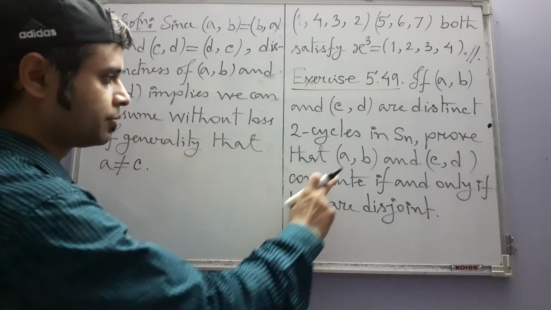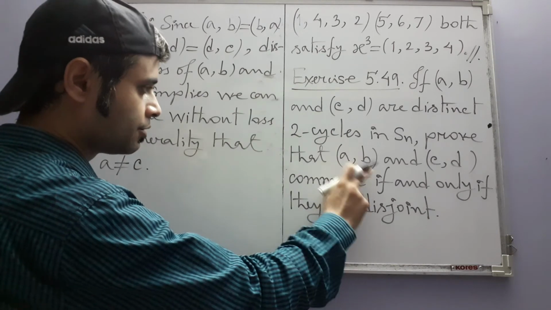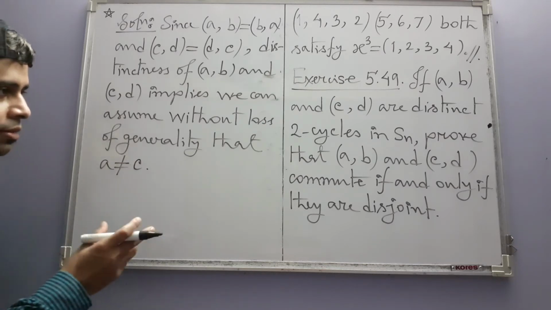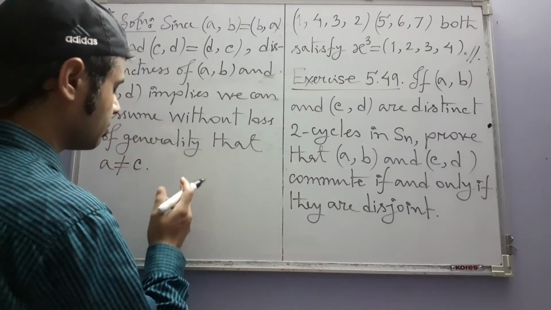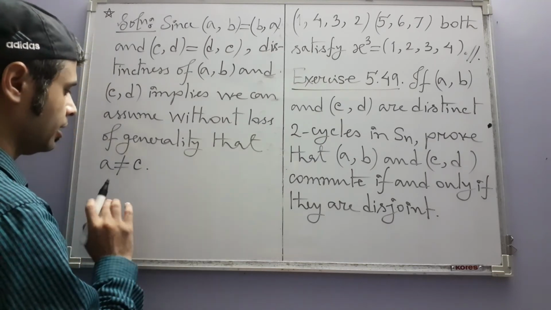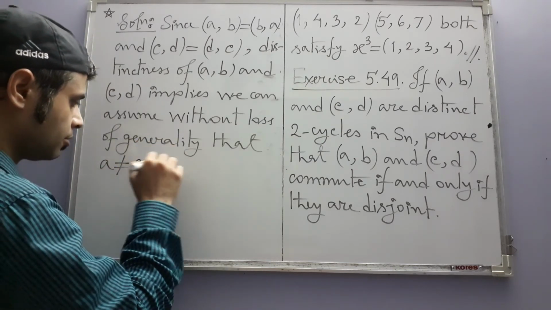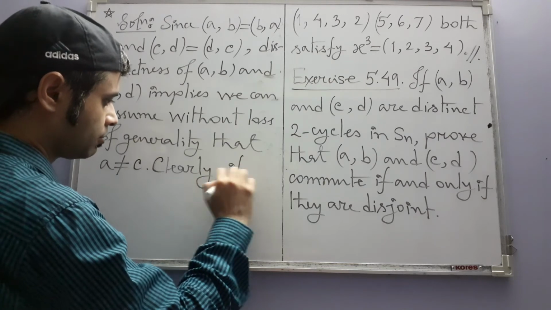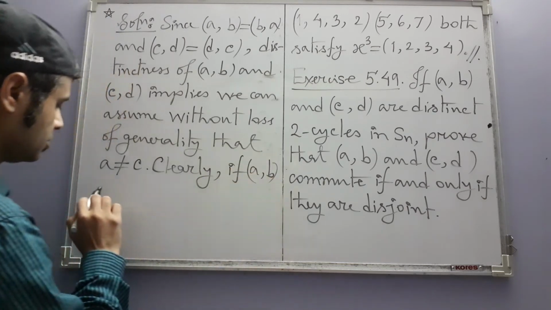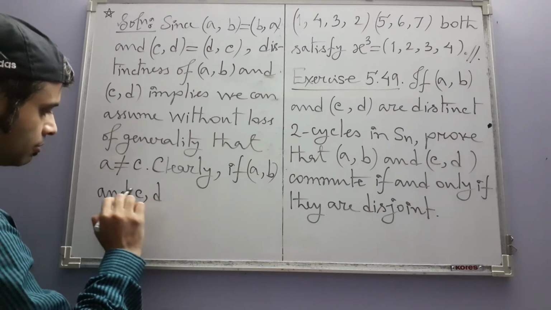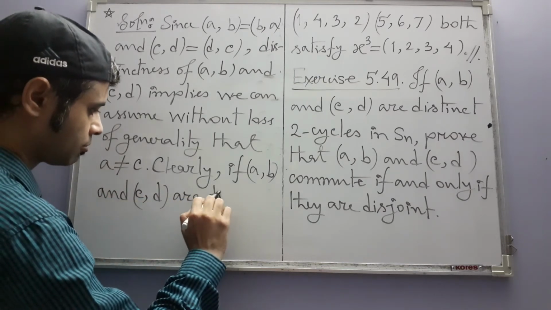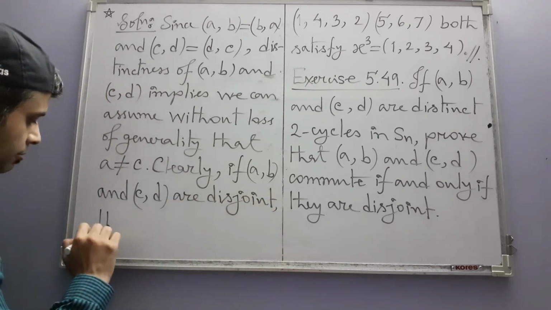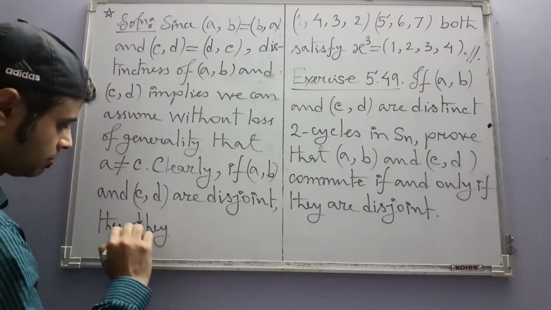For that, however, you will need to assume the condition that B is not equal to D, okay, to give you disjointness. Anyway, I am not going to say anything more on that, so I am just simply going to write clearly: if this and this are disjoint, then they commute.